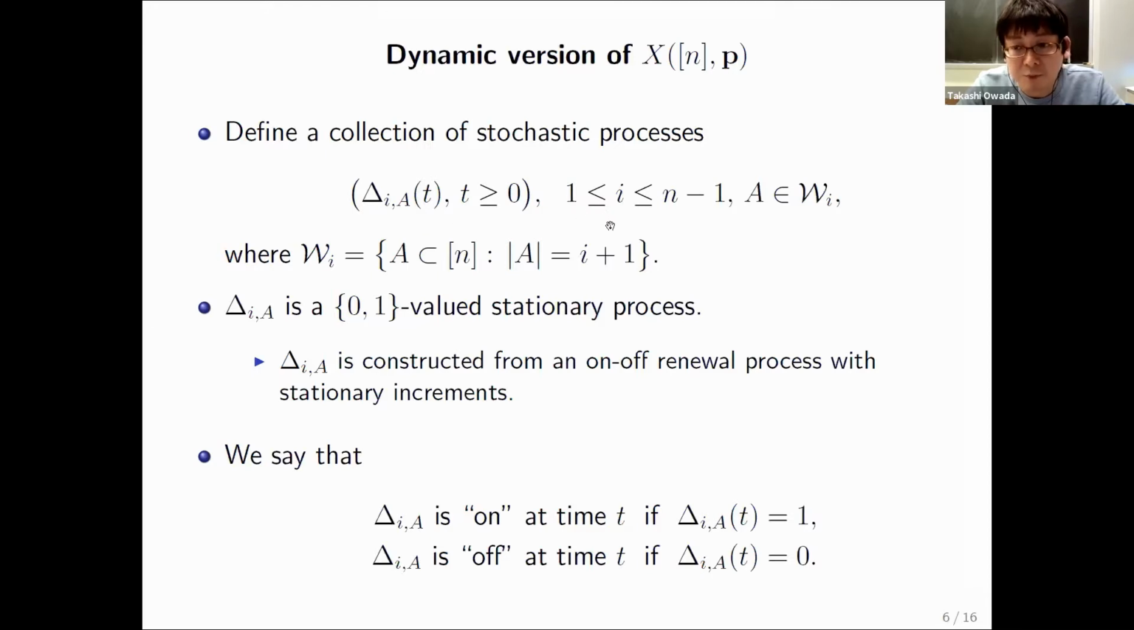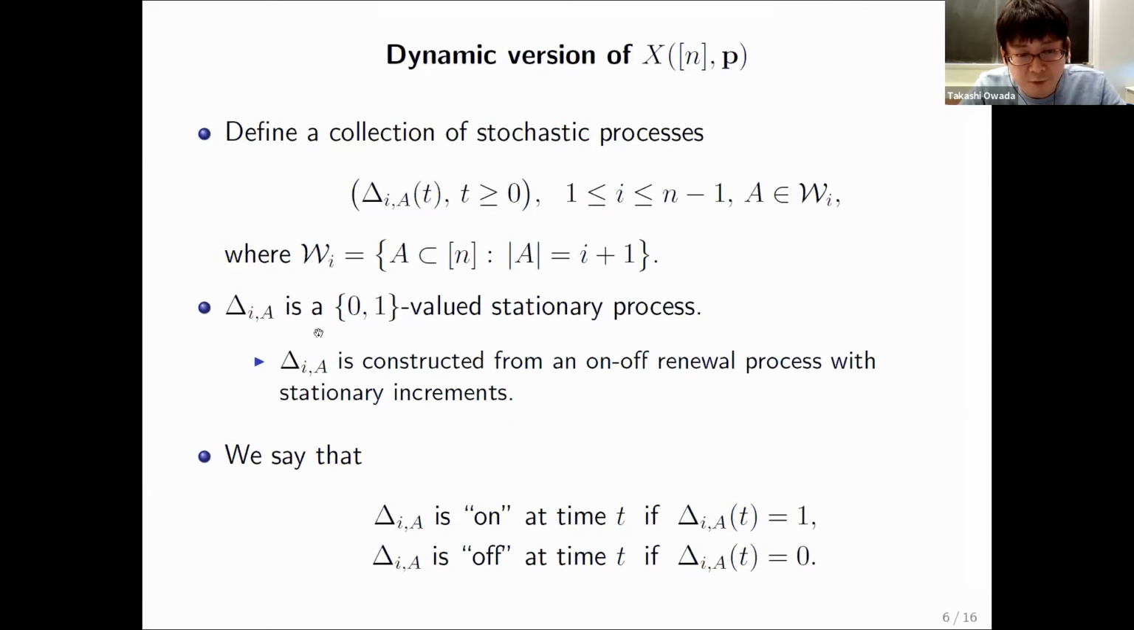And I is a dimension of interest. And once you fix the dimension, then you just take I plus 1 points. The cardinality of A is I plus 1. And I must skip the details of the construction of the process due to the time constraint. But this will be constructed as a 0, 1 valued stationary process. And a bit more precisely, there is an underlying on and off renewal process, which has stationary increments by appropriately changing the first inter-arrival distribution.